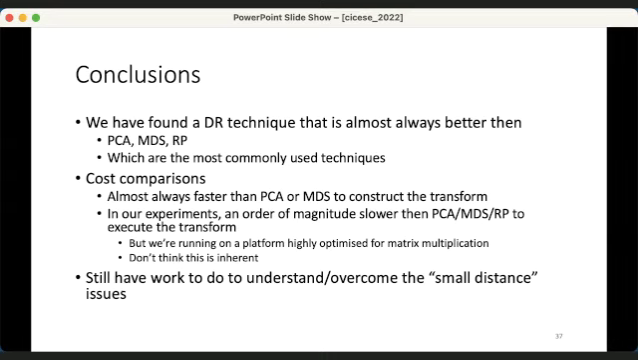And yeah, there's still some interesting questions in here. I think it might be possible to make this better for the very small distances as well. But I'm not quite sure how.